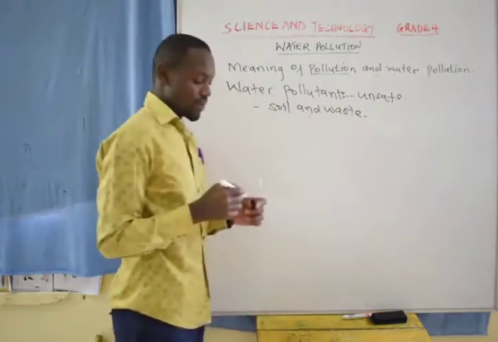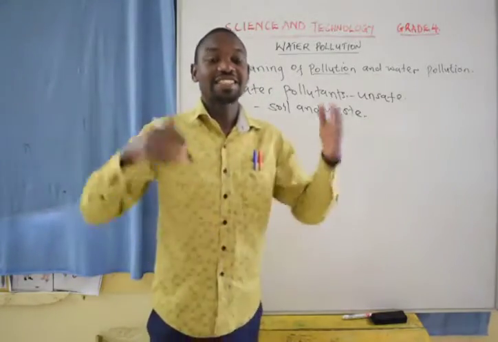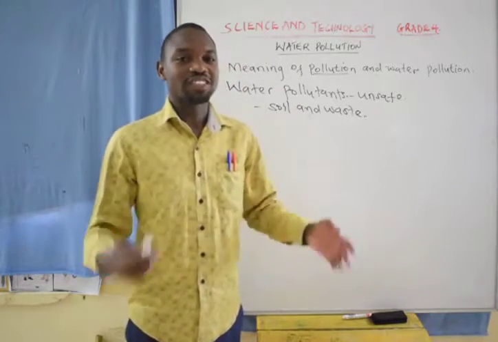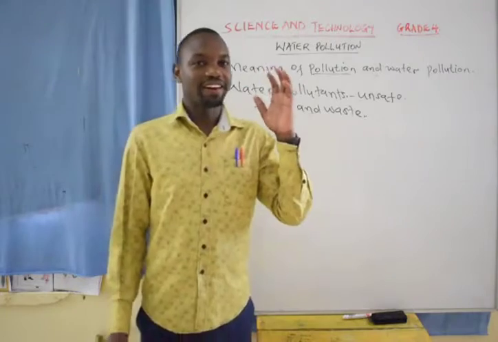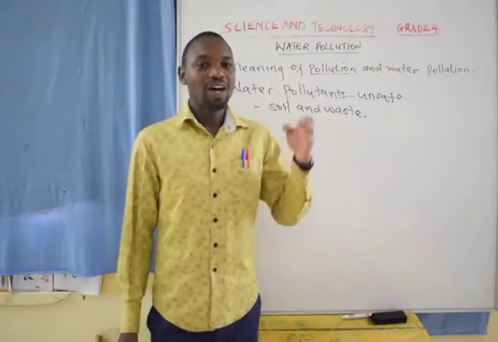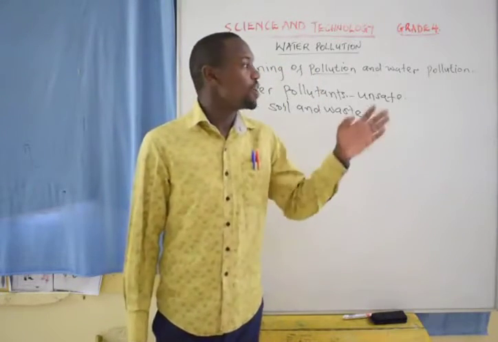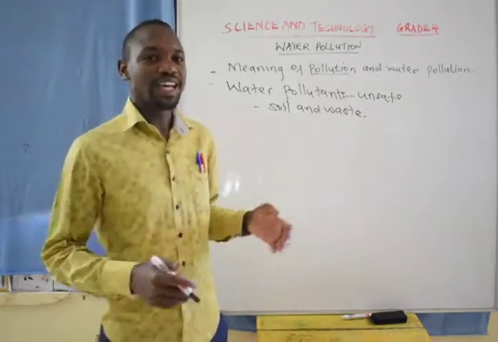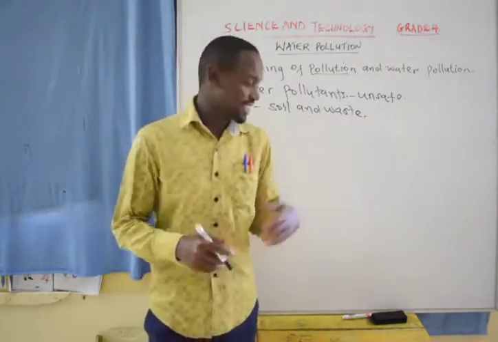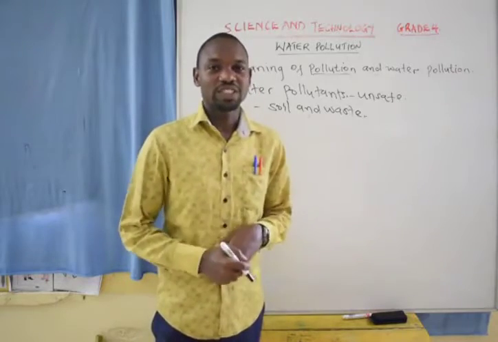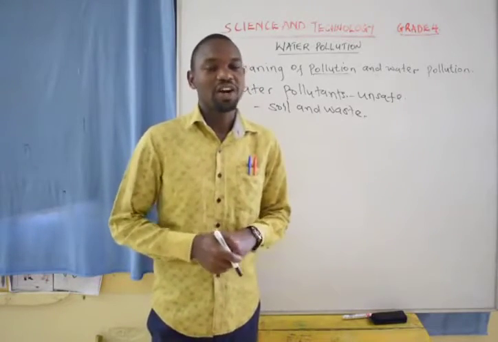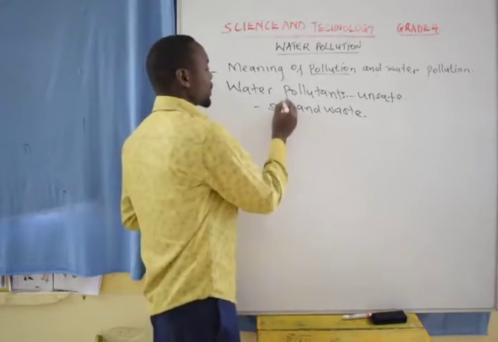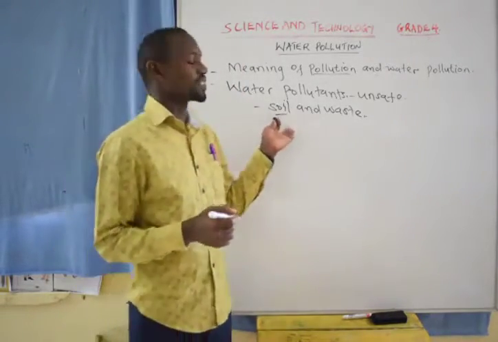For example, when you look at water flowing on the surface during rain or during a storm, once there is a lot of rain, water will be flowing on the ground. That water is not safe. You cannot just bend and start drinking that water or fetch it to go and cook. That water is not clean. Why? Because it contains soil particles. Soil is a water pollutant.